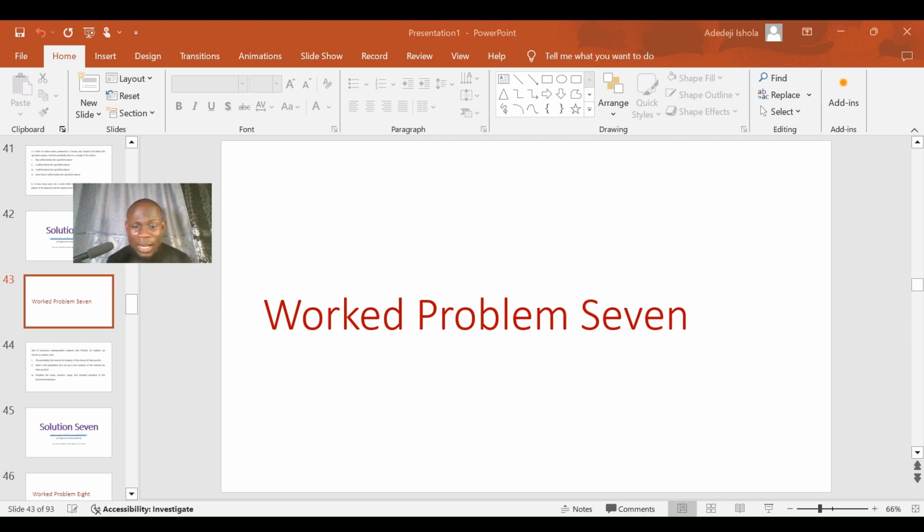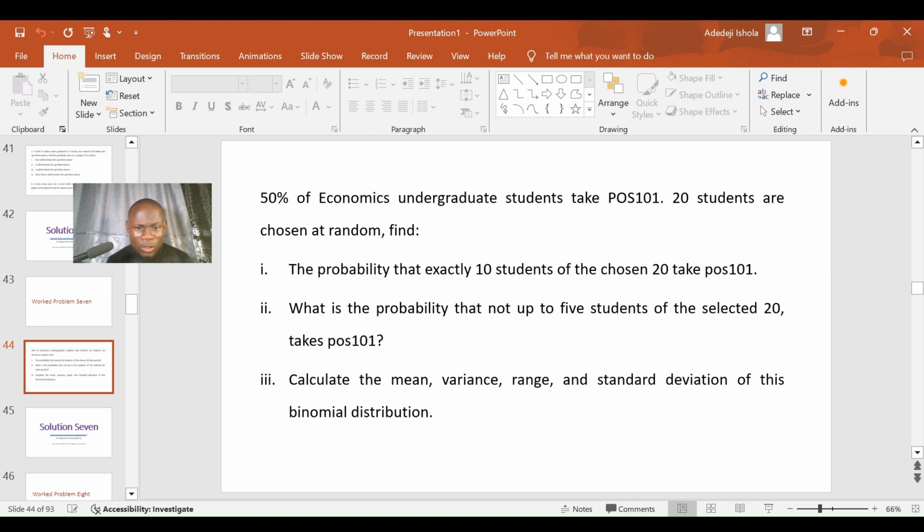Today we are going to be solving another problem on probability distribution. All right, what problem will we be looking at today? We said 50% of economics undergraduate students take POS 101, right? 20 students are chosen at random.